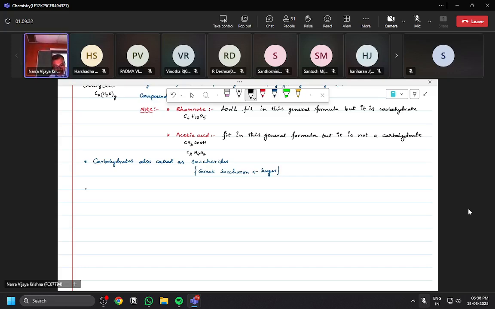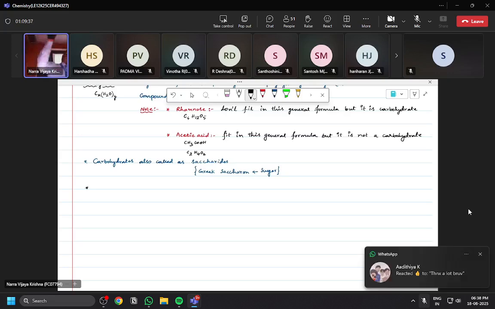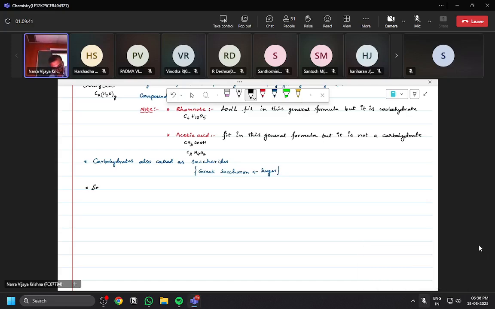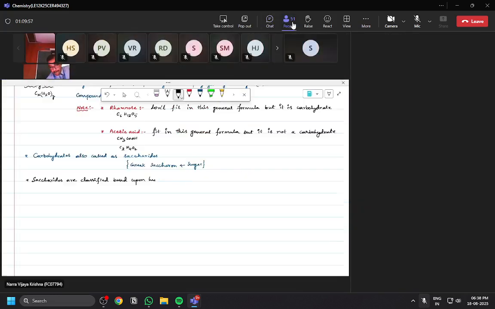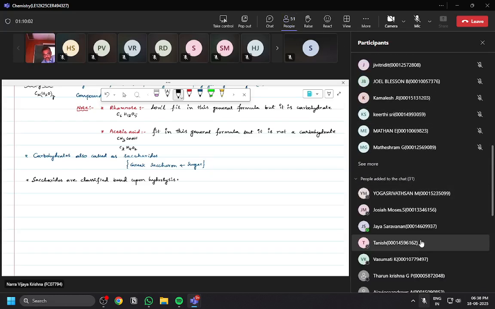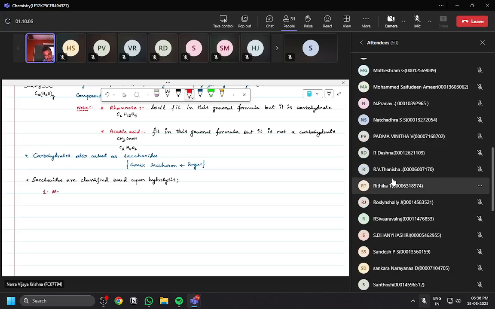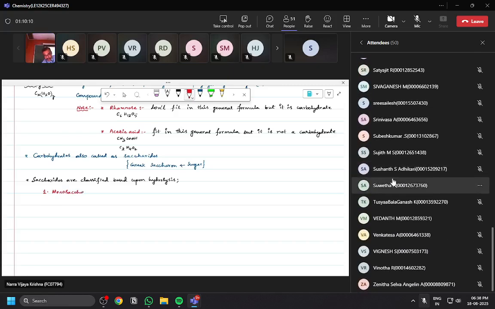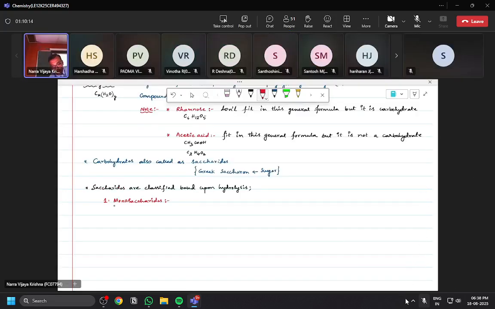Saccharides are classified into many types based upon how many units are generated on hydrolysis, right? So saccharides are classified into different types based upon hydrolysis. First, monosaccharides. What are monosaccharides? They will not break down on hydrolysis. So they cannot be hydrolyzed further. Are you following online? We call them monosaccharides.